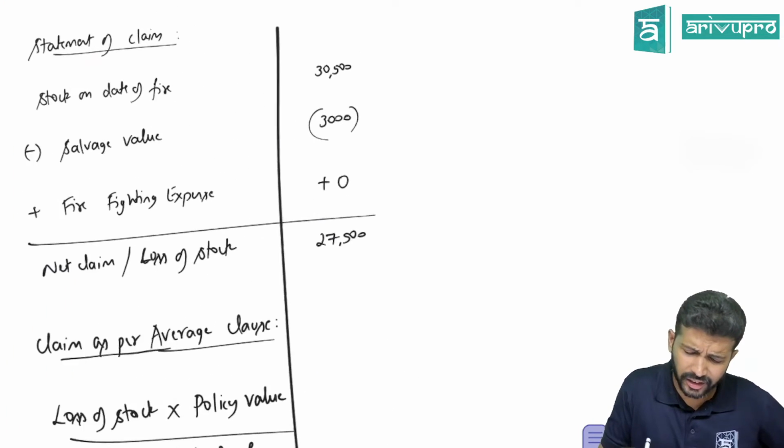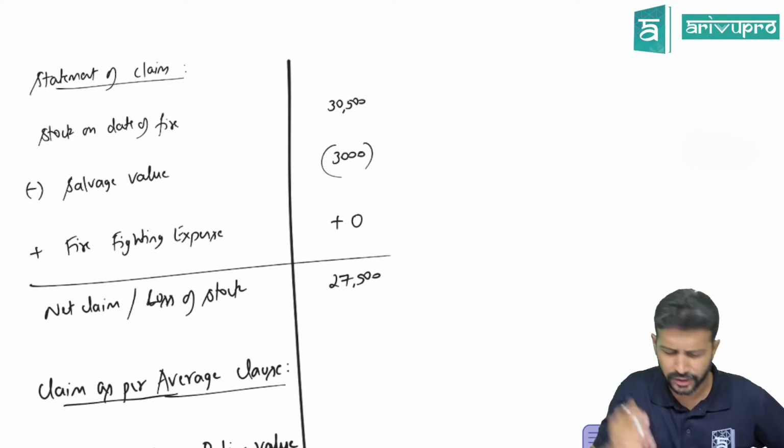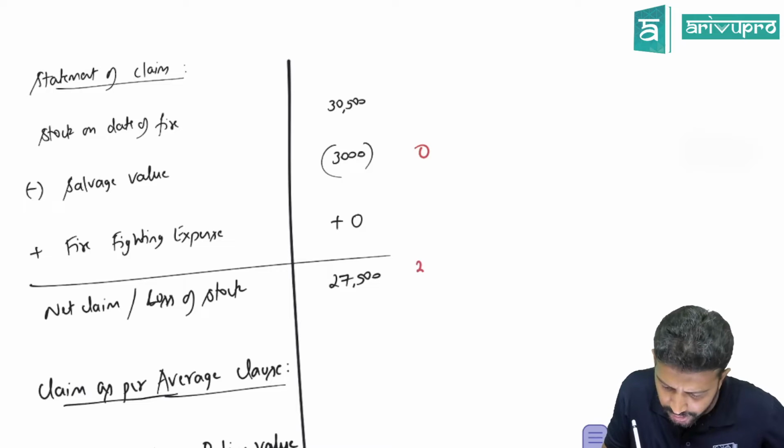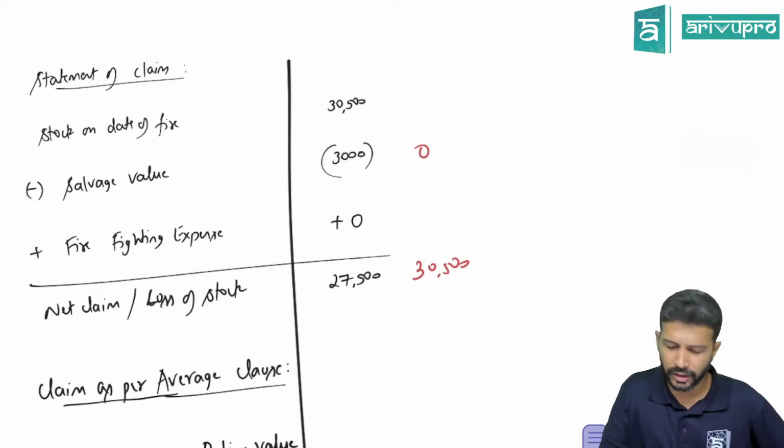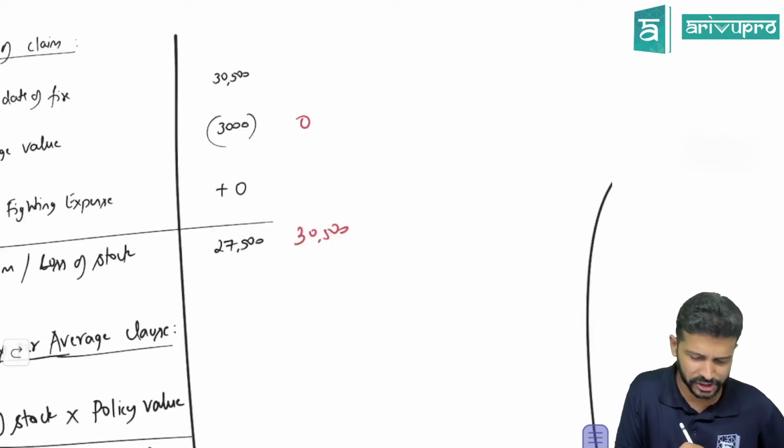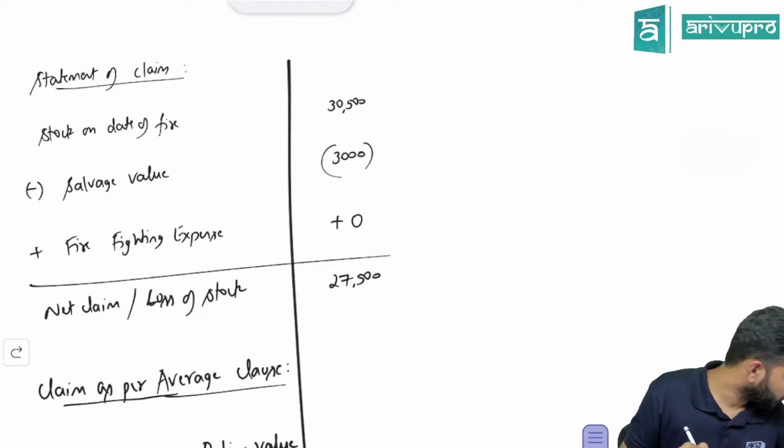Oh, same thing. Then you don't have to take it to heart. If salvage value is 0, then this will become 30,500. Do the working accordingly for that. Everything will be substituted. That's all. That will not change. Okay.